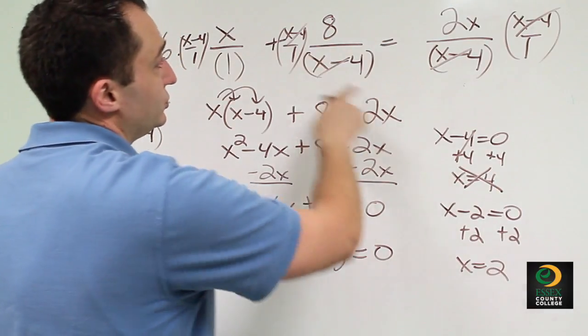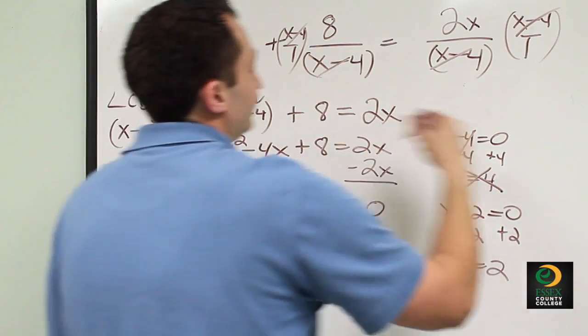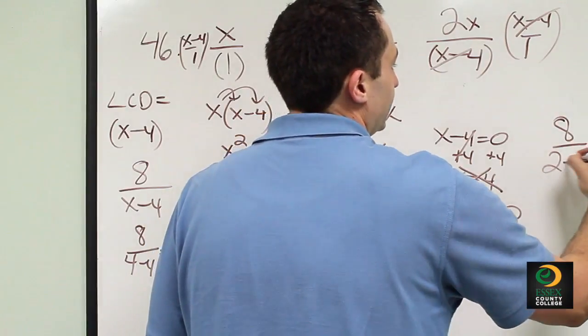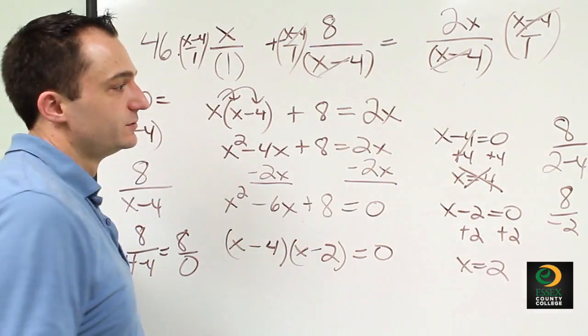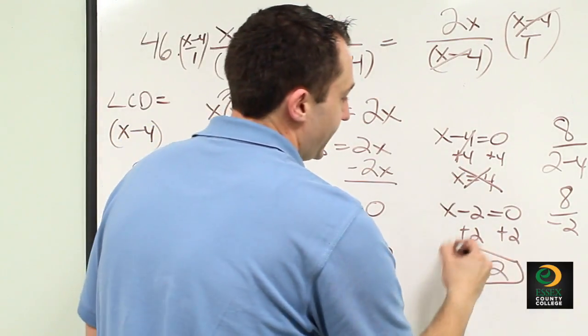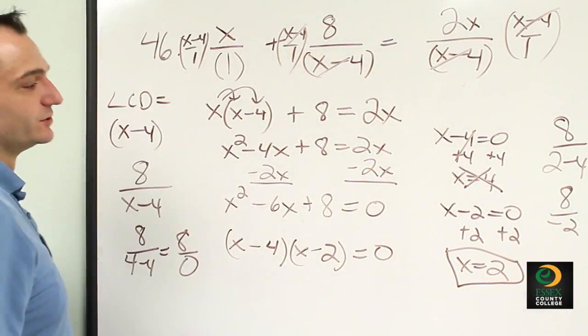If we were to substitute 2 into the bottom, you would be left with 8 over 2 minus 4, which would give us 8 over negative 2, which is correct. So your answer would just be x is equal to 2, number 46.